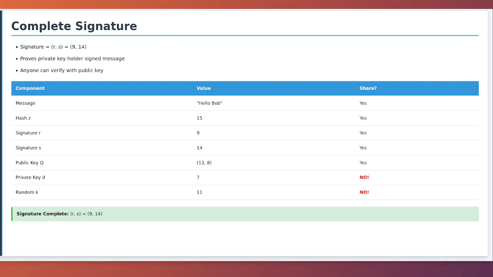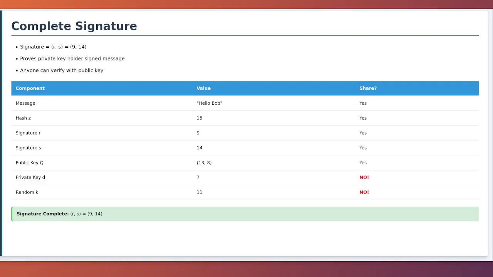To send this signature to someone, we transmit three things: the original message Hello Bob, the signature values R equals 9 and S equals 14, and our public key Q equals the point 13, 8. The recipient does not need our private key D, they do not need the random K, and they do not need to know how we calculated R and S.